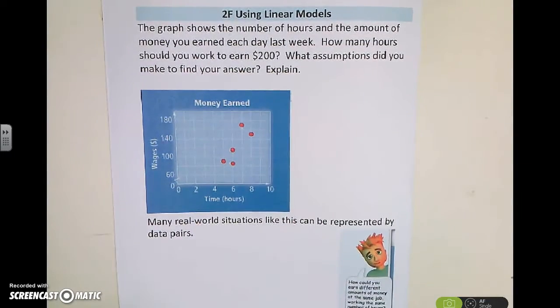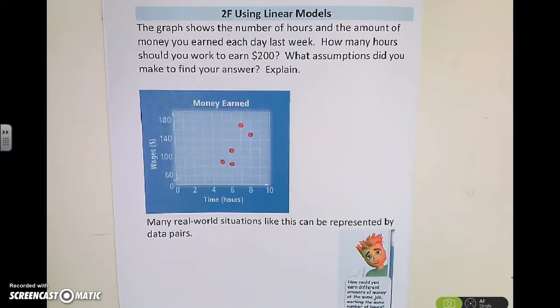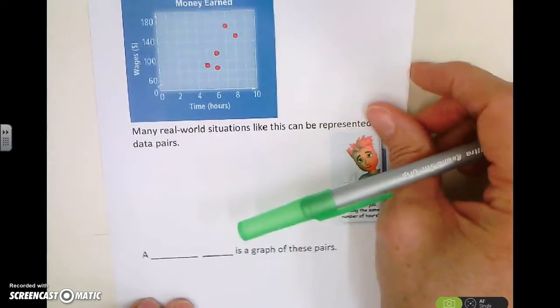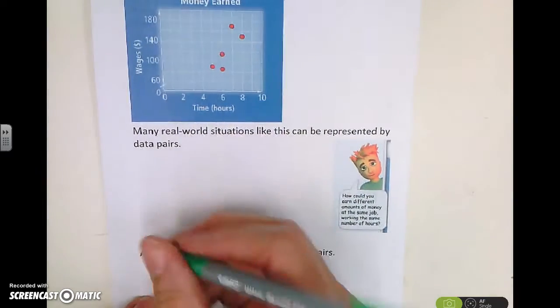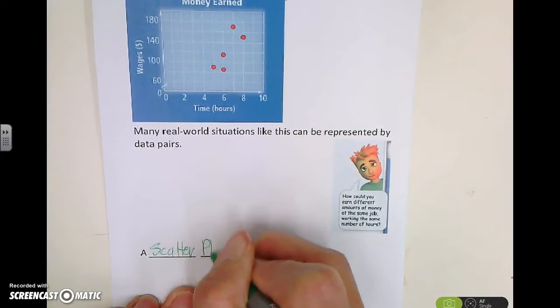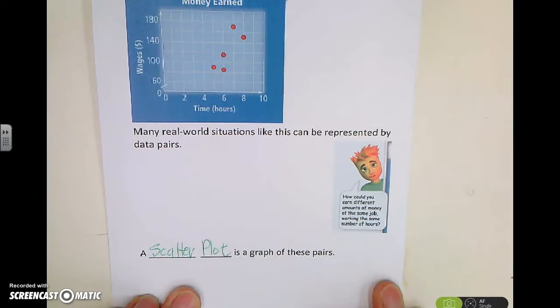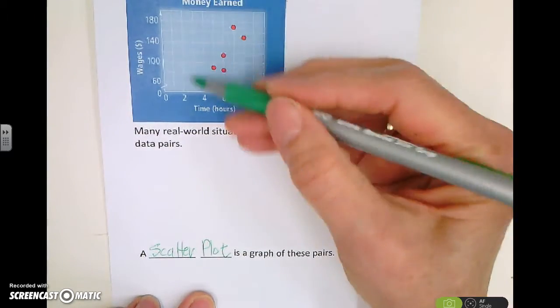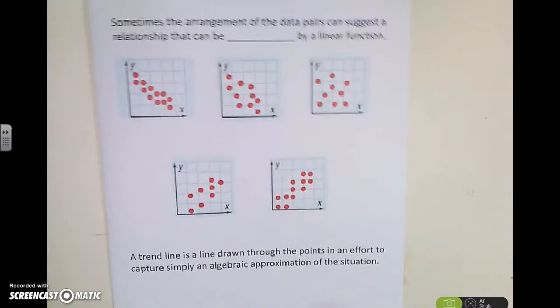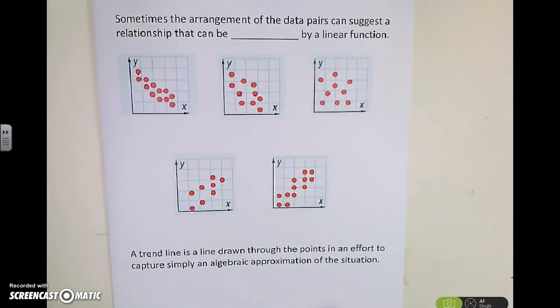So many real-world situations like this can be represented by data pairs. So down here at the bottom, we call these a scatter plot. S-C-A-T-T-E-R, plot. So a scatter plot is a graph of these pairs like we have up here. This would be a scatter plot. Here's some examples of some scatter plots.